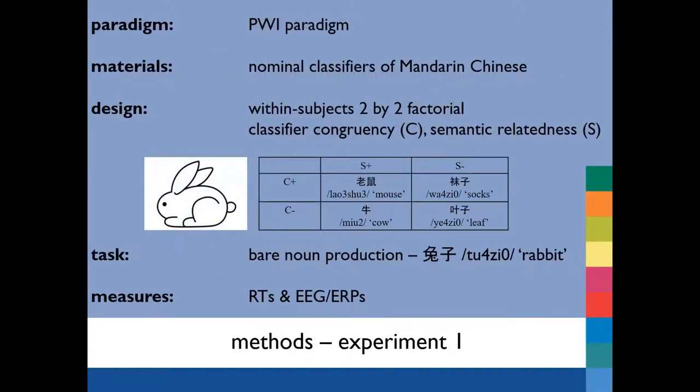So what we did, and this is work by Man Wang as part of her dissertation, is to present Chinese participants with a picture and have a distractor word that was either semantically related, like mouse, for example. So rabbit is the target and the semantically related word is mouse or cow. All the words were the same in classifier, or they used a different classifier. Okay, so it's a 2x2 design, either semantically related or unrelated, and classifier congruent or incongruent. Okay, and Man actually measured reaction times, but also EEGs.